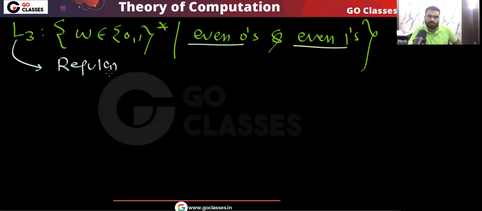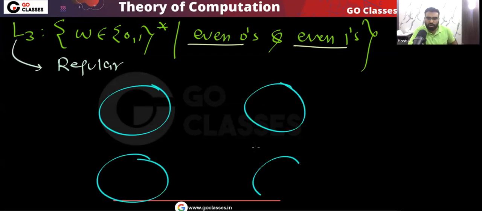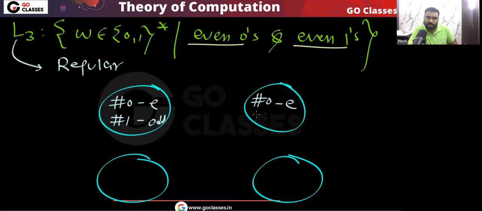Okay, and what will be the DFA? You can easily see in the DFA there will be 4 states. We only have to keep track of 4 states, because the number of 0s will either be odd or even, and the number of 1s will be odd or even. So you can see there are only 4 states we need to take care of. One state is where the number of 0s is even and the number of 1s is odd. Another is where the number of 0s is even and the number of 1s is even. Both are even.